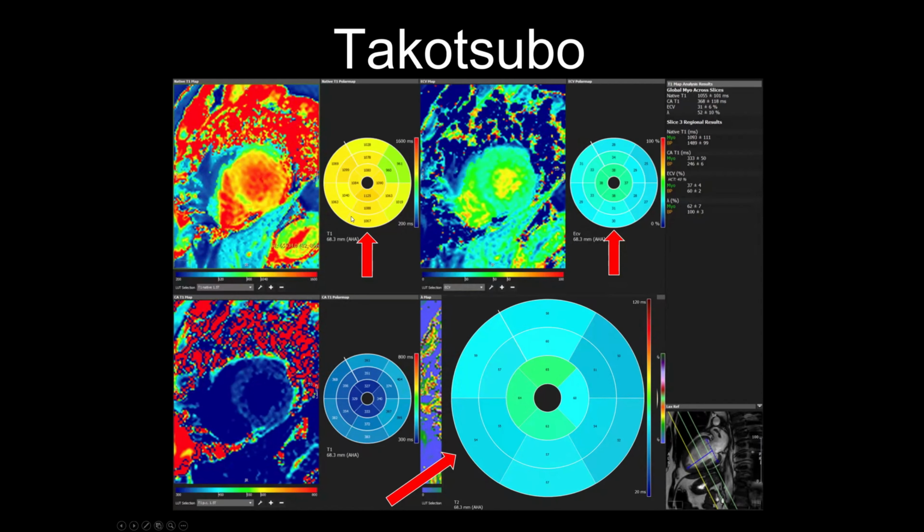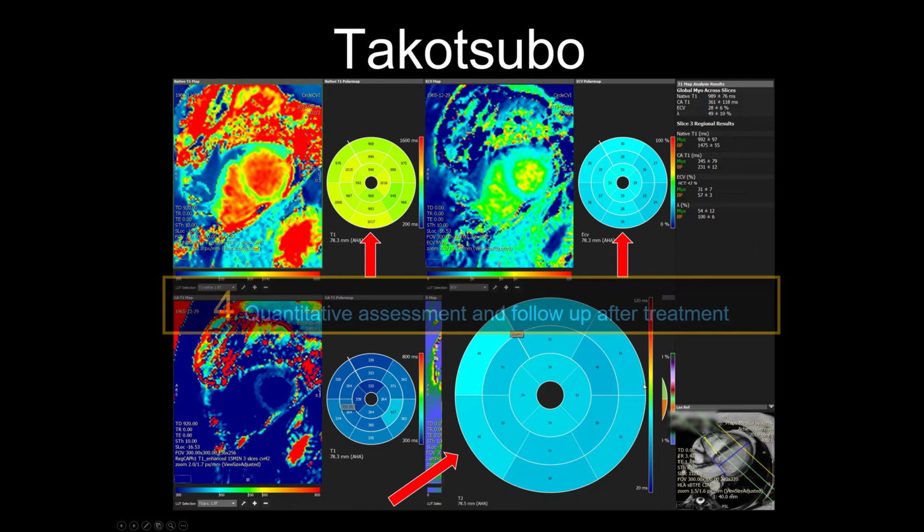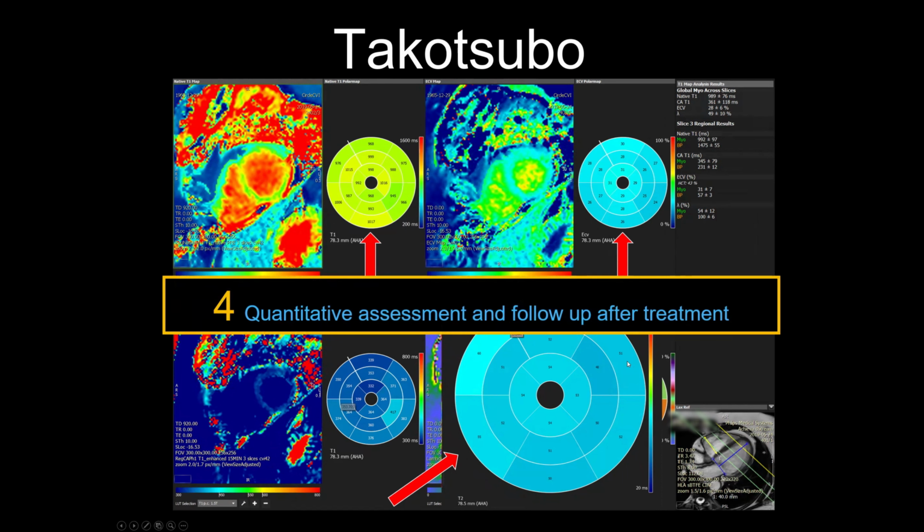On tissue mapping, we can see elevated native T1s, particularly with the gradient going towards the apex, and the same is also true on the ECV map. Here's the T2 map showing elevated T2 in the apex. On the follow-up study done 4 months later, we can see that all this has normalized. And so we can say that we can use tissue mapping to perform quantitative assessment and follow-up after treatment.